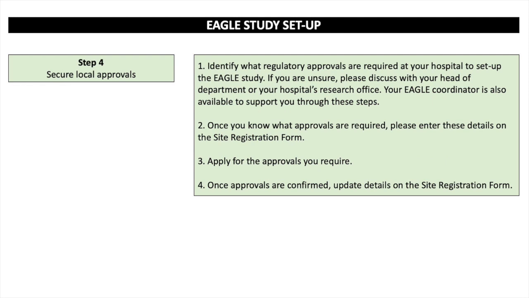The next step is to identify what local regulatory approvals are required at your hospital. This could include departmental approvals, Research Ethics Committee review, or Institutional Review Board approval. Your Eagle coordinator will be available to guide you through these steps. Over time, we will develop a bank of country-specific resources relating to regulatory approvals on the Site Setup Pathway webpage.